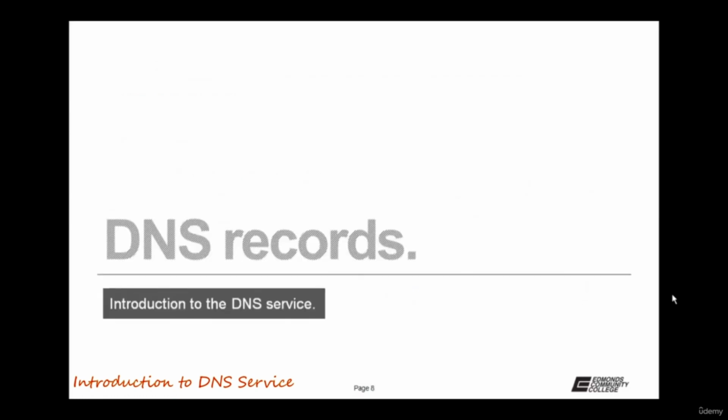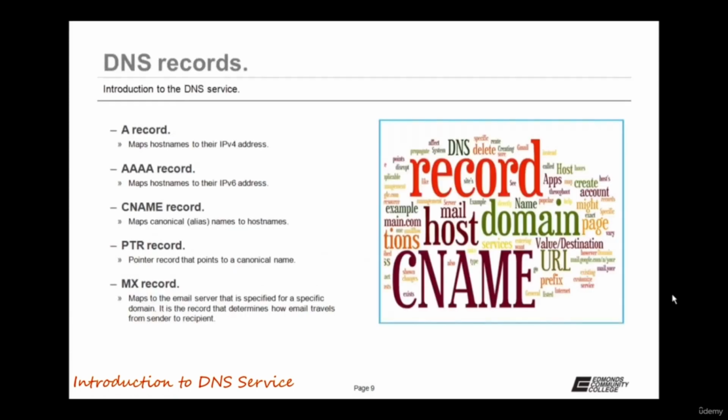Now let's move on to the various DNS record types. The first record that we're going to talk about is the A record. Now the A record maps host names, or FQDNs, to their respective IPv4 addresses. Closely associated with the A record is the AAAA record, or quadruple A record.